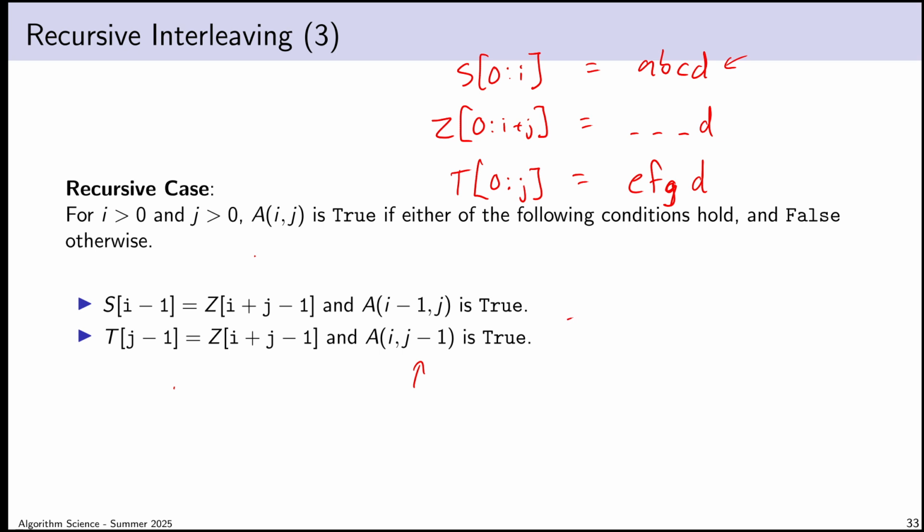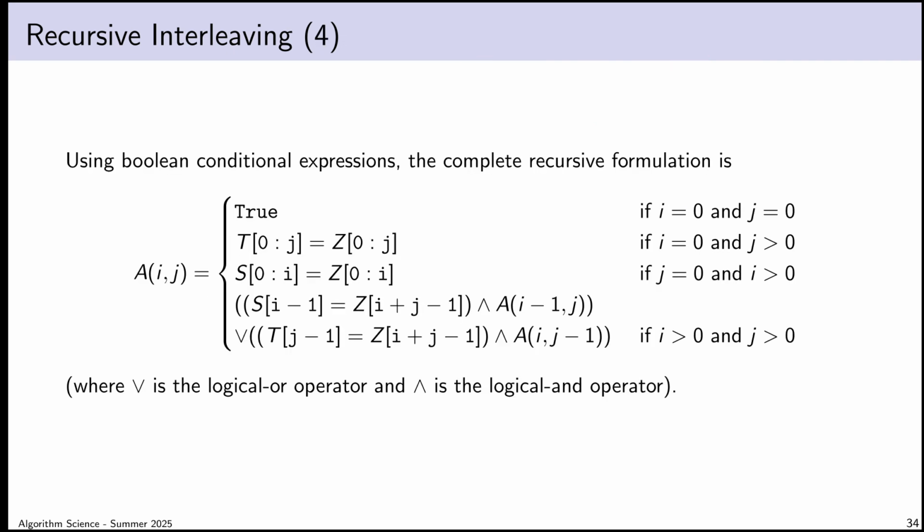So what I'm doing here is simply saying, look, if I could find an interleaving in the case where I take the last character off of S, then that would work. If I can find an interleaving in the case where I take the last character off of T, well, then that would work as well. So that's why it's a logical OR of these conditions. Maybe both cases are true, maybe neither case is true, but I have to consider both cases.